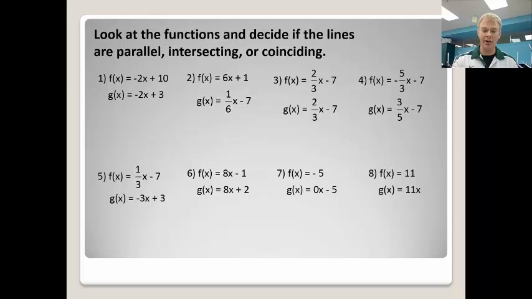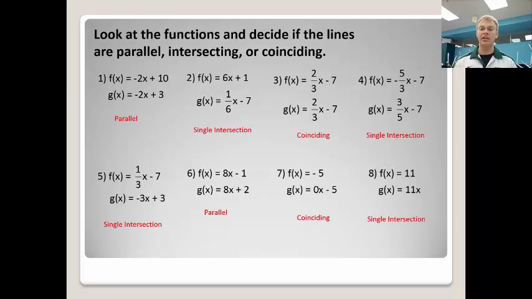All right. Let's see how you did. Hopefully you got parallel, single intersection, coinciding, single intersection, parallel, coinciding, and single intersection. If any of these were confusing to you, if you're unsure on why these relationships are what they are, please make sure you make a note of that and bring your questions to class, and we will talk about it tomorrow. Well, that brings us to the end.